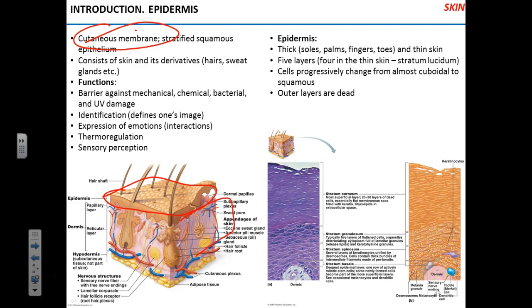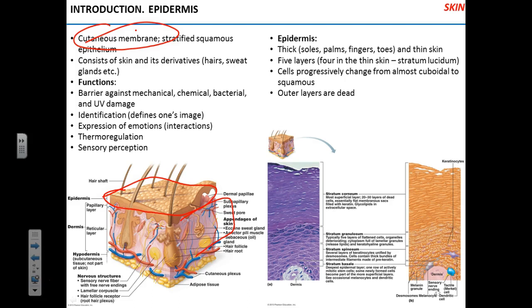And functionally, if you ask someone what is the skin function, they'd probably say what? What did you say? Without looking at the PowerPoint. Protection, yes. It's all kinds of protection if you think about it. It is pretty much a mechanical barrier that separates the rest of your body from the outside world.